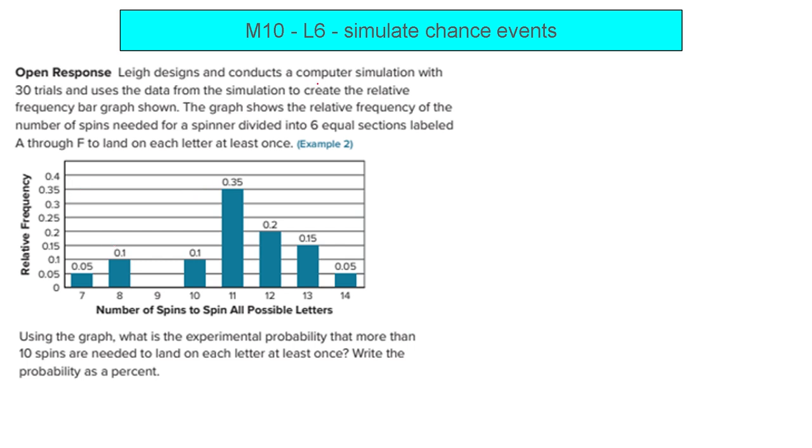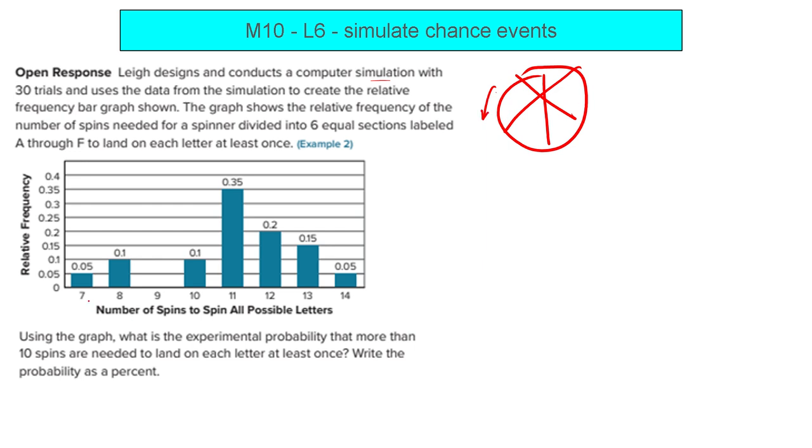Design and conduct a computer simulation which did 30 trials and use the data from the simulation to create the relative frequency bar graph of the number of spins needed. The spinner is divided into 6 equal sections labeled from A to F. Okay, see, he said he had a spinner. It has 6 sections, and he was checking the probability of how many times I will have to spin the spinner to get all the 6 different letters.